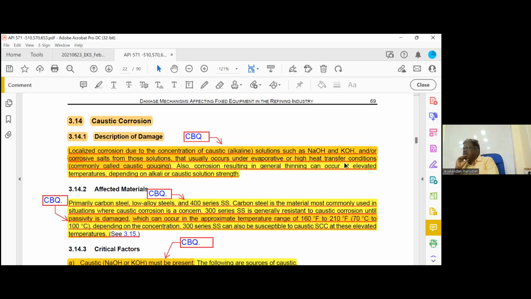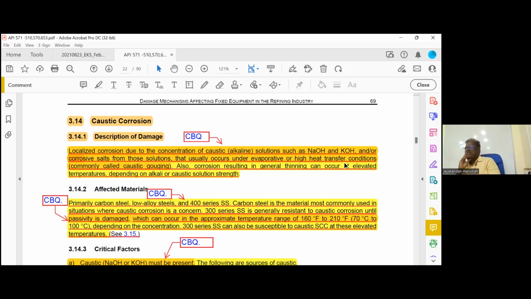Please remember, again from an exam point of view, the caustic opposite material is nickel. Wherever you are using caustic, nickel is the preferred material. Nickel will not have caustic corrosion as well as caustic stress corrosion cracking. Nickel alloys, particularly alloy 400, will have high resistance to caustic corrosion. Appearance, I already told you, it is grooving.